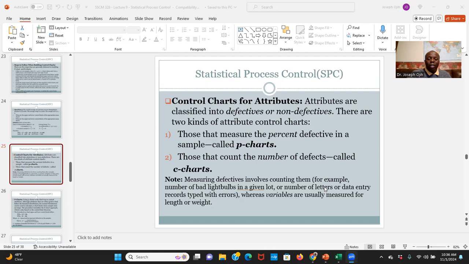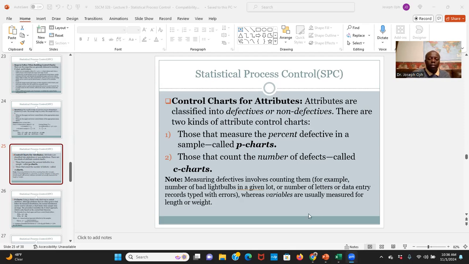But in general, measuring defectives involves counting them. For example, in a manufacturing plant, we can count the number of bad light bulbs in a given lot. Or if it is a service company, we can look at the number of data entry records that are typed incorrectly, or typed with errors on them. But with respect to variables, we're usually measuring length or weight. So these are the two areas we're looking at, particularly the P charts.